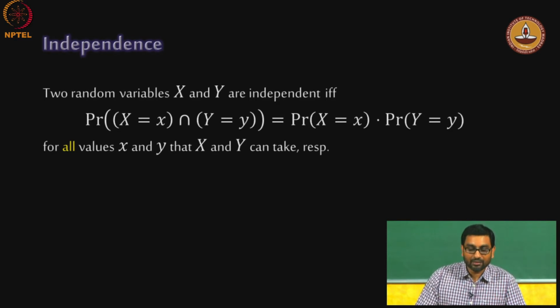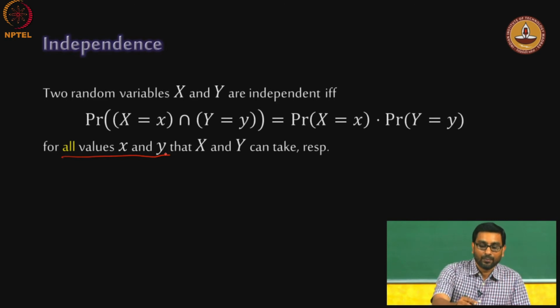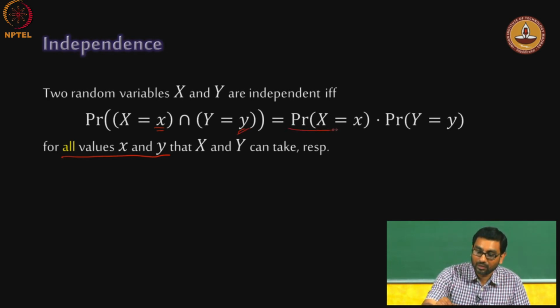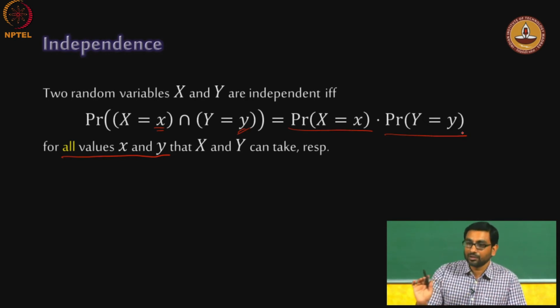They will be independent if and only if, and the important thing is this has to hold for all values of x and y, the probability that the random variable x takes this little x value and the random variable y takes this little y value is equal to the probability that random variable x takes little x times the probability that random variable y takes the little value y. This is a very natural definition. It is just that you have to realize that this has to hold for all values of x and y.